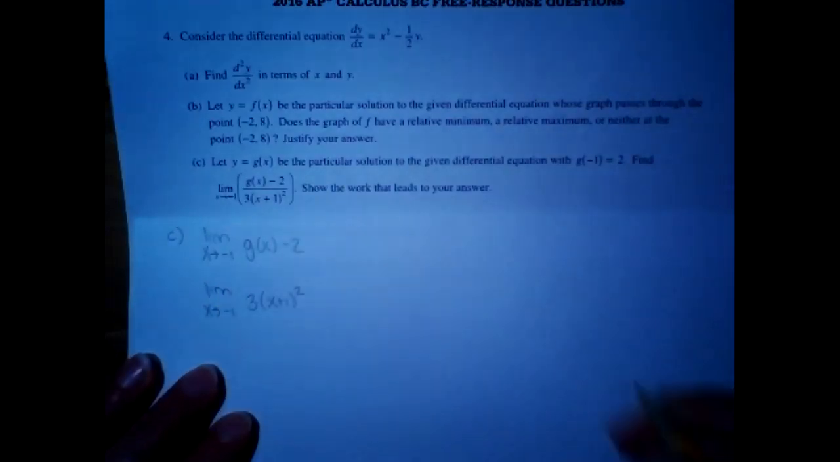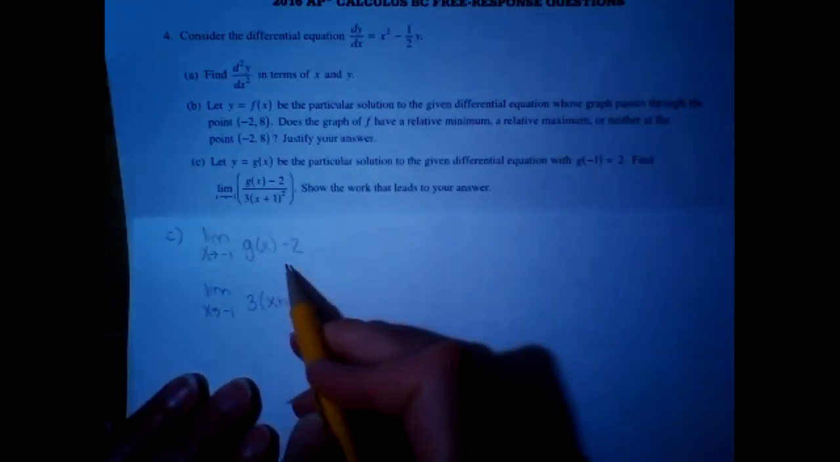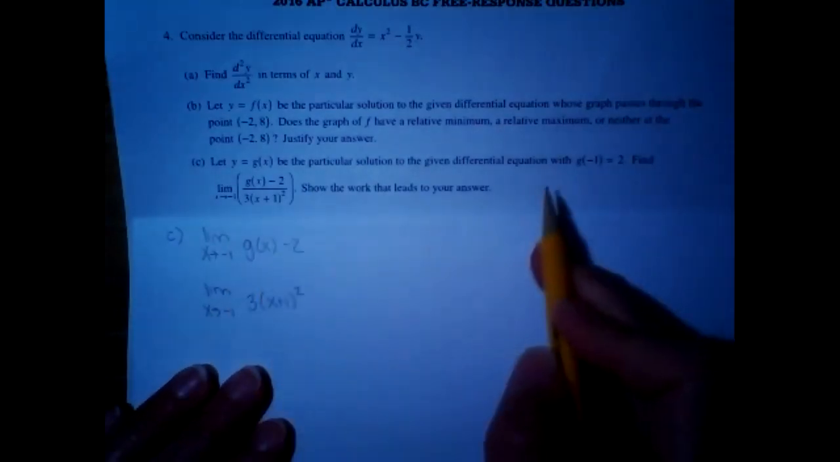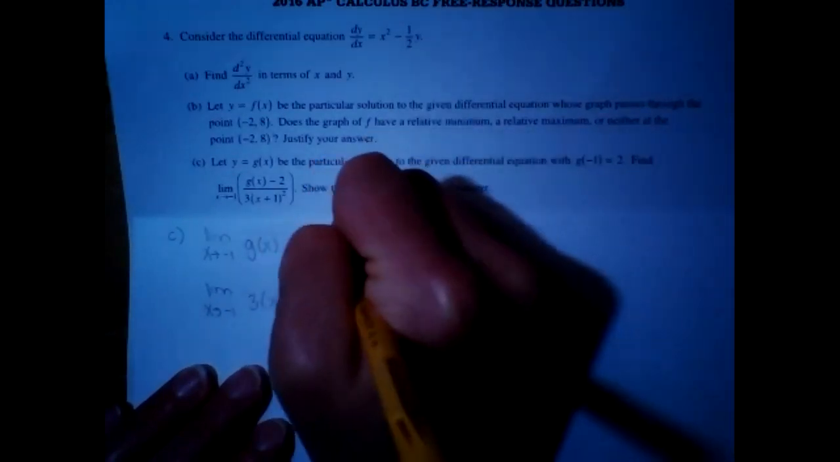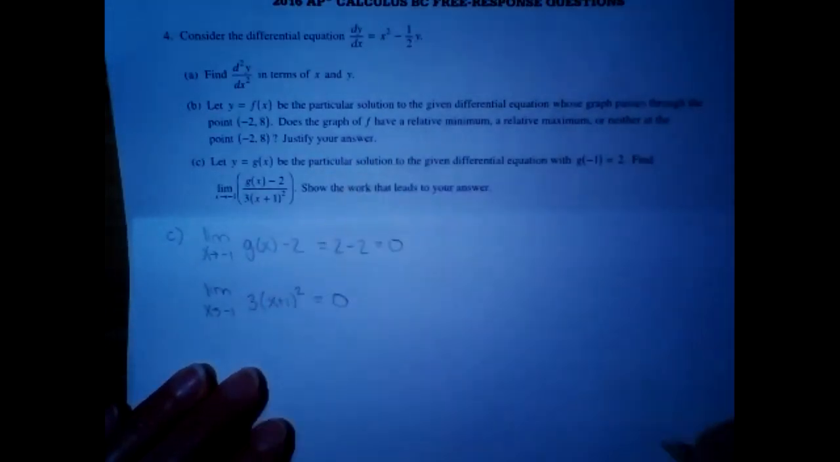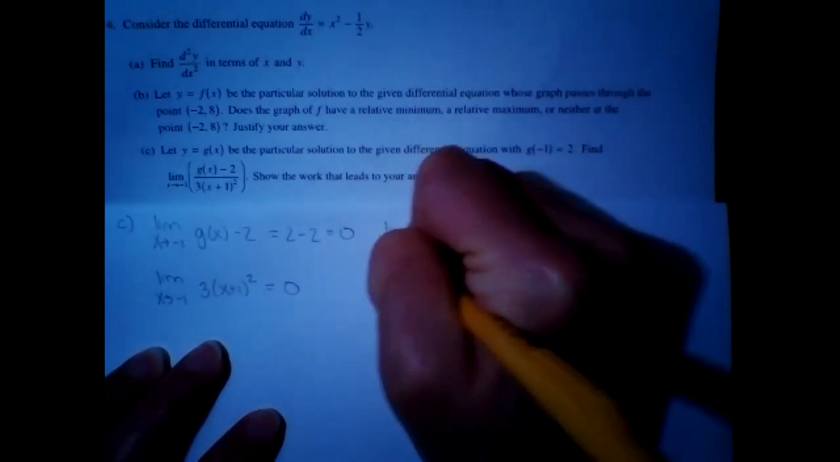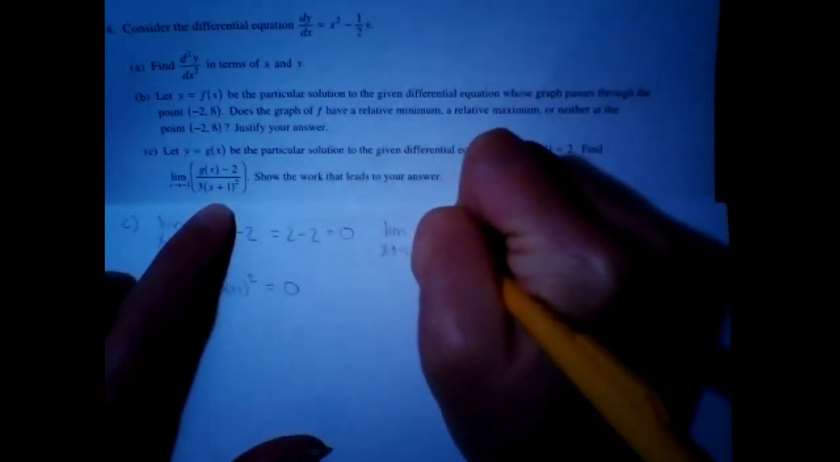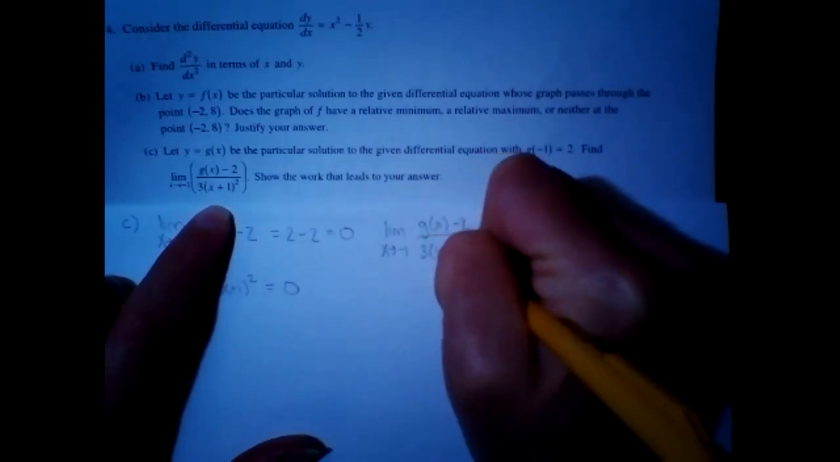And usually if they ask you to do something like this, it's going to go to 0 over 0, and we're going to do L'Hopital's rule. So here, if we plug in -1, they told us g of -1 is 2. So that's going to be 2 minus 2, which gives you 0. And here, if you plug in -1, you're going to get 0. So you have to show that in order to do L'Hopital's rule. This is going to be a little bit redundant with the recopying, but you have to rewrite this because you have to link these together.